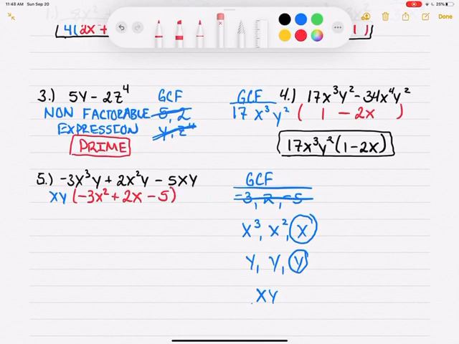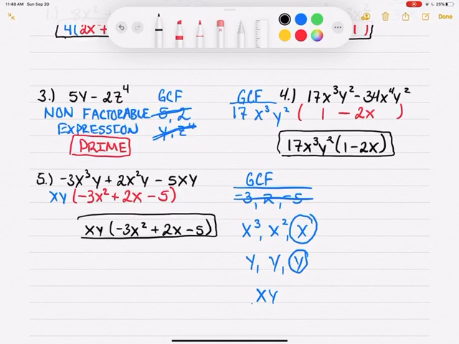So this is going to be the factored form of that expression. And again, just to clean it up a little bit, I'm going to rewrite it below. All right, that is factoring expressions using the greatest common factor.